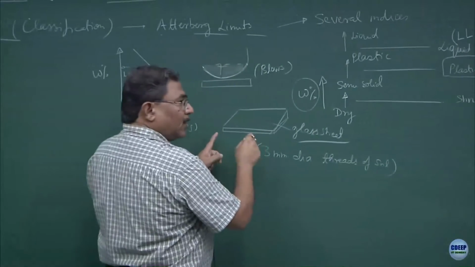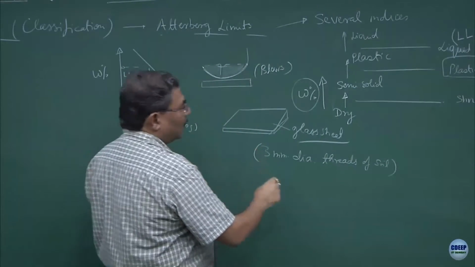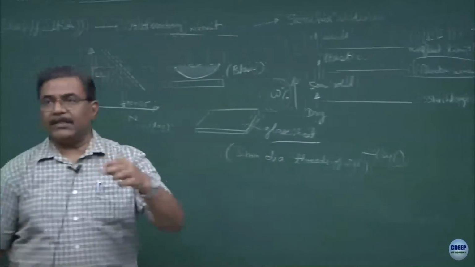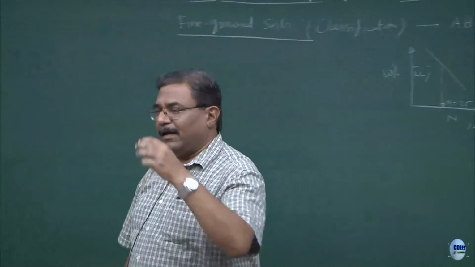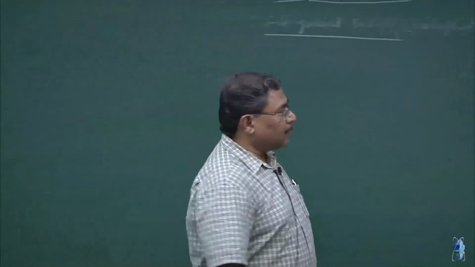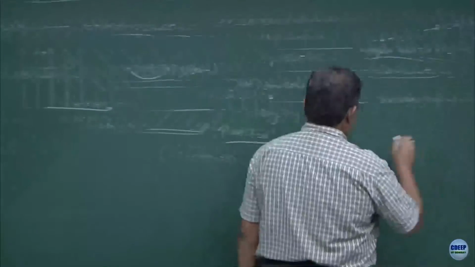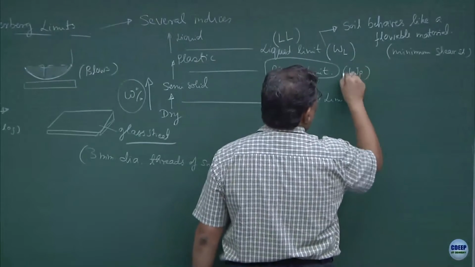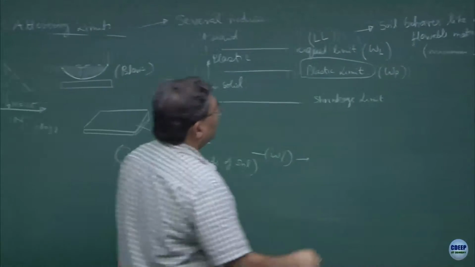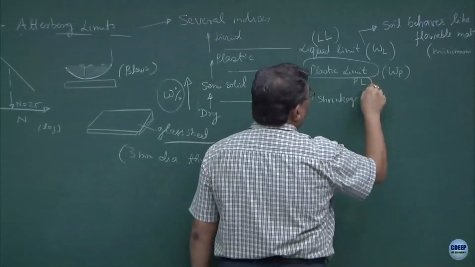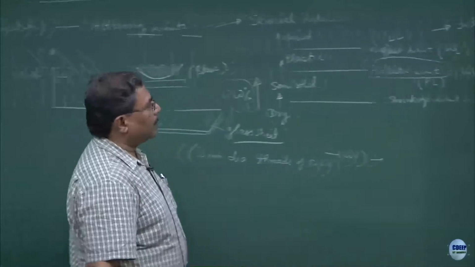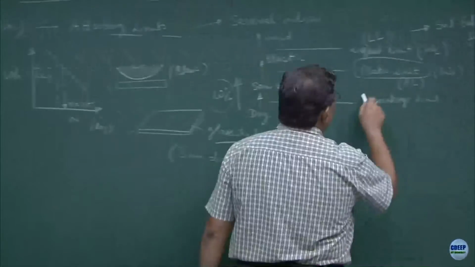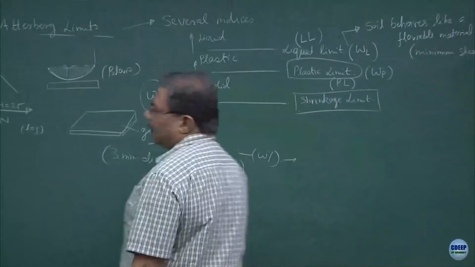When these threads start crumbling, you find out the moisture content by putting these threads in an oven, and this moisture content will correspond to the plastic limit, and sometimes we define this as PL. Now, if you want to understand the concept of shrinkage limit, you have to be a bit focused on the board.